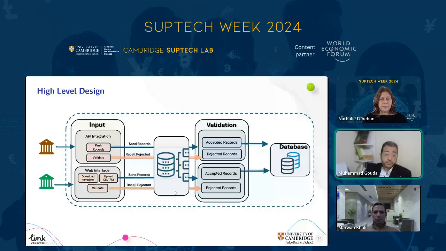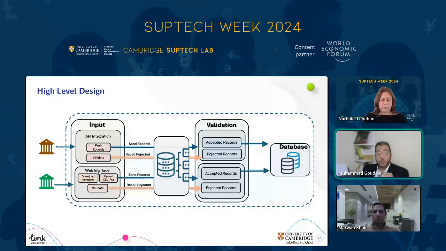And here's a high-level design for our solution. As Marwan mentioned, we have two types of banks: banks that already integrate using APIs, and some banks that are still building their API integration capabilities. So we try to offer solutions that work for both of them. For the ready banks, we exposed an API to receive data directly from them. For other banks, we built a web interface to allow them to upload bulk data until they build their integration activities.